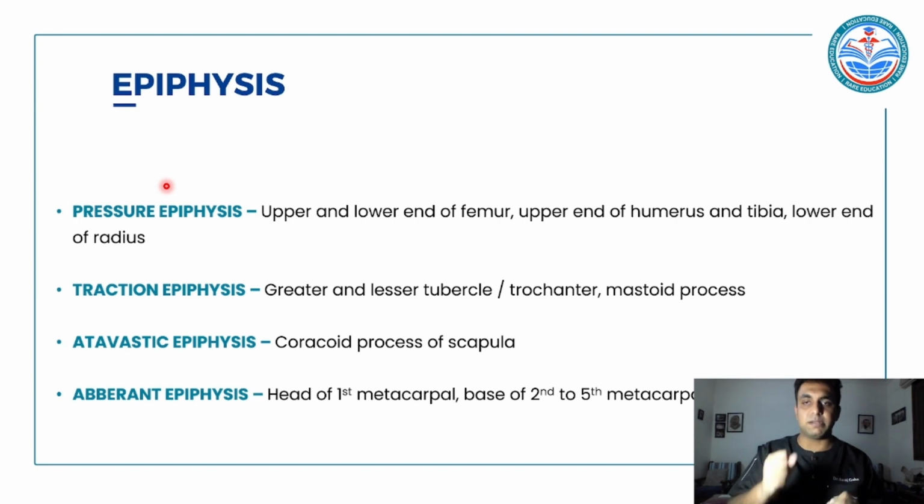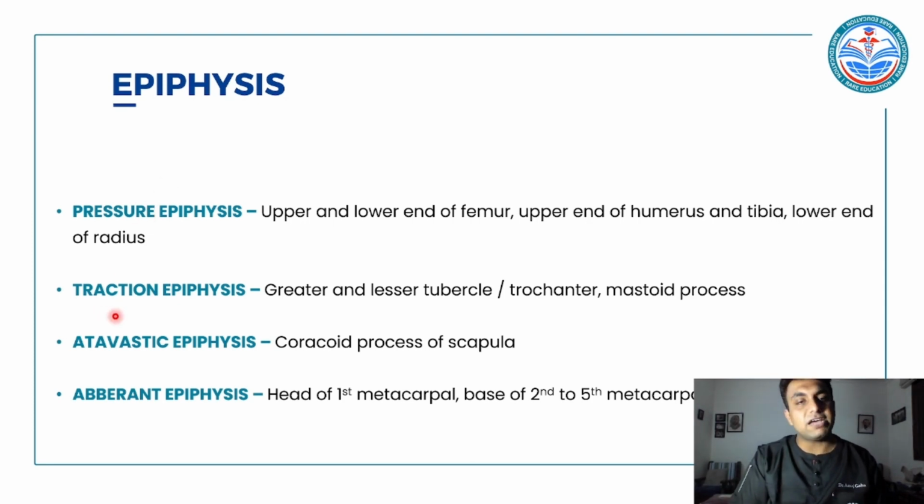Traction epiphysis are the parts of the bone that have a lot of traction or pull coming on them from the muscle or the tendon. So always remember a trick, TT. Greater and lesser tubercle and trochanter of the humerus and the femur are traction epiphysis. But there is another example, the mastoid process of your skull, which is also an example of traction epiphysis, which is the PYQ and an EQ for your exam.